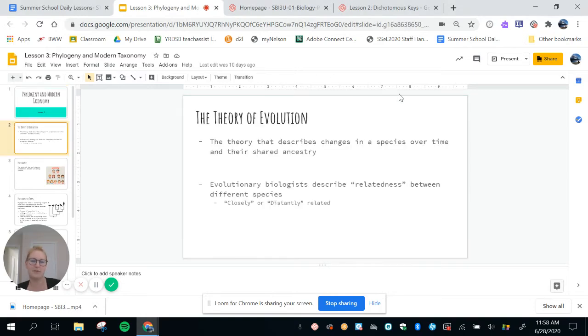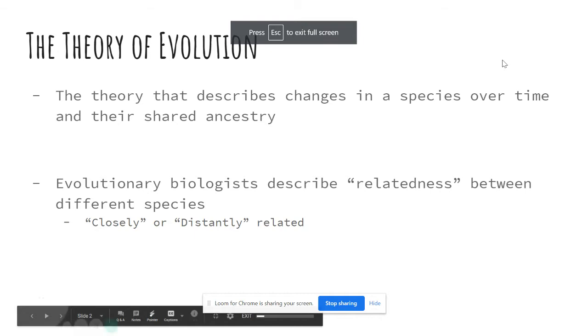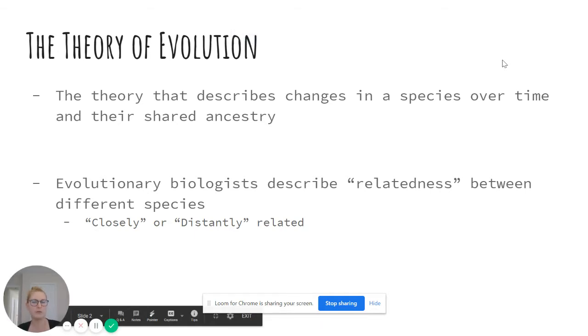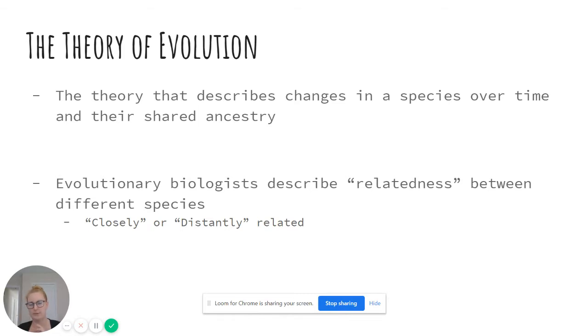So starting us off here, a little bit about the theory of evolution. And I had mentioned to you in the last lessons that we do have a whole unit on evolution. So we're only really scratching the surface in this unit, but we will go into more information about this topic later on. But just in a broad sense, the theory of evolution describes changes in species over time, as well as their shared ancestry. And I'm going to show you on the next slide what I mean by that.